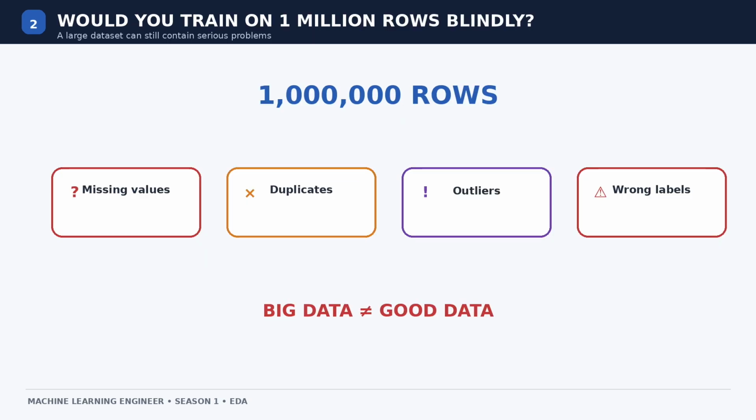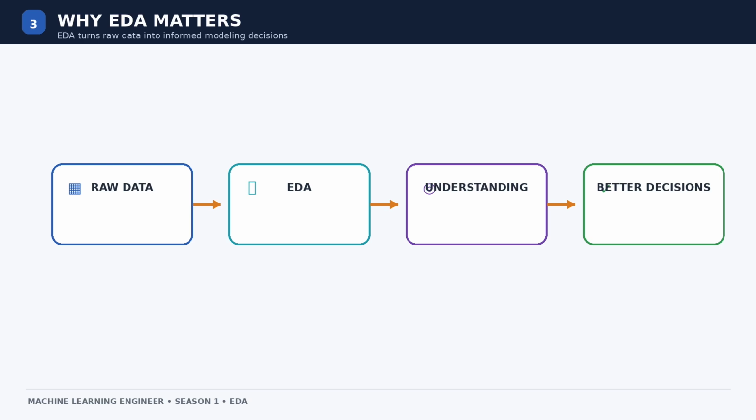Imagine someone gives you a dataset with 1 million rows and tells you, build a machine learning model from this. Would you immediately start training XGBoost, random forest, or a neural network? An experienced ML engineer wouldn't. They would first ask, what exactly is inside this data? EDA is basically the process of investigating your dataset before making important modeling decisions. We want to understand what the data contains, whether the data is reliable, what patterns exist, and what problems might affect our model. Think of EDA as a health checkup for your dataset.